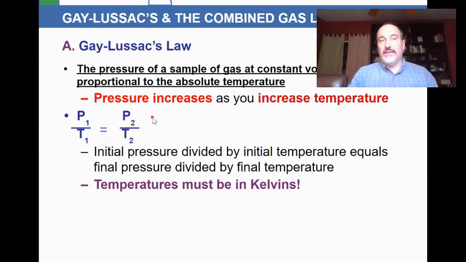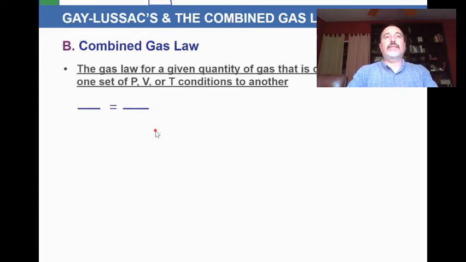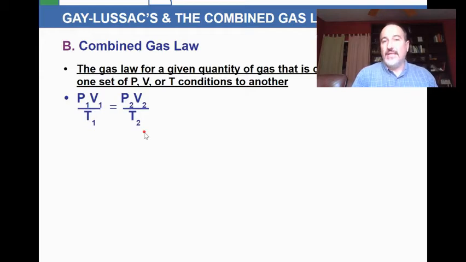It is simply missing. Now, if you take all three of those laws and say, what if nothing is constant? What if the pressure, the volume, and the temperature are all able to change? In that case, we use what is known as the combined gas law. The combined gas law is the gas law for a given quantity of gas that is changed from one set of pressure, volume, or temperature conditions to another. So this one is a combination of the other three. It is P V over T equals P V over T, with initial conditions on one side and final conditions on the other. And you will see sample problems of these as well, where everything is changed.